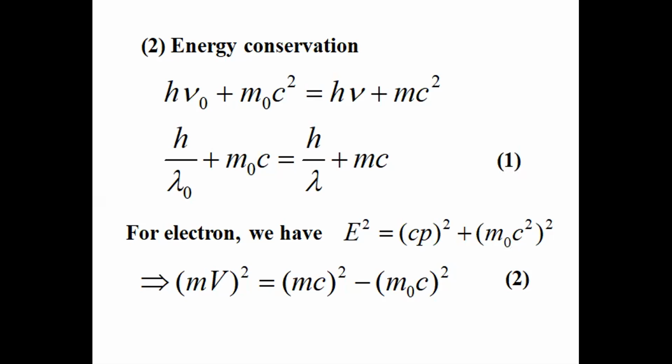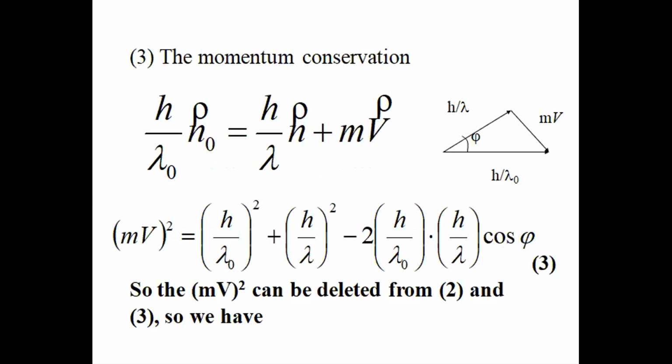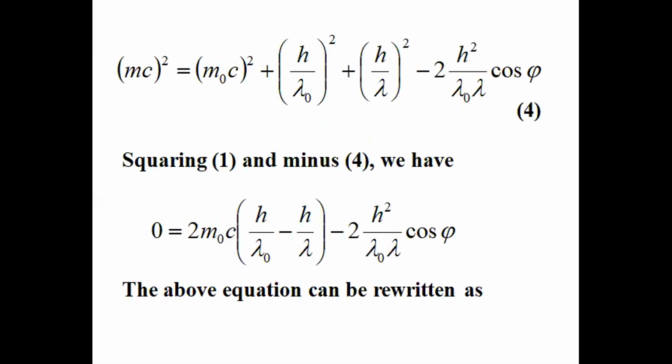For the electron, we have E square equals cp square plus m naught c square whole square. Both sides are squared: mv square equals mc square minus m naught c square. The momentum conservation: now we have h by lambda naught plus P equals h by lambda plus P, with mv square equal to h by lambda naught square plus h by lambda. This is the equation we got. So mv square can be eliminated from the second and third equations, and then we will have the final equation in the form of equation 4.